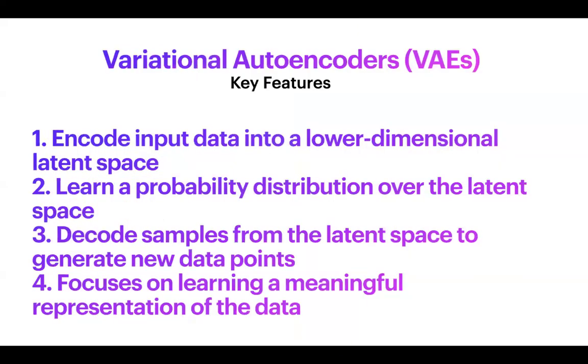So a variational autoencoder, which is a VAE, its key features include that it can encode input data into a lower dimensional latent space. It can learn a probability distribution over that latent space. It can decode samples from the latent space to generate new data points, and it focuses on learning meaningful representation of the data.